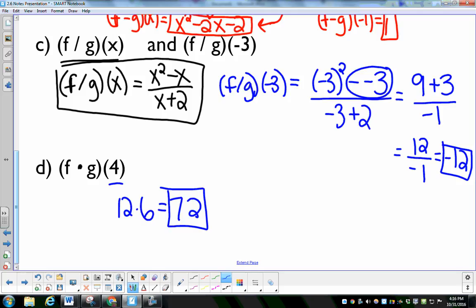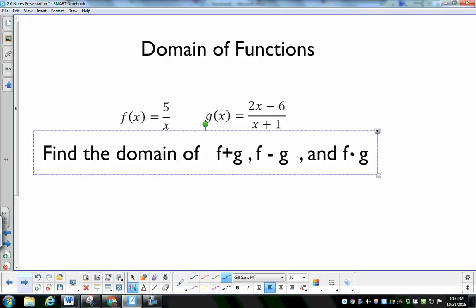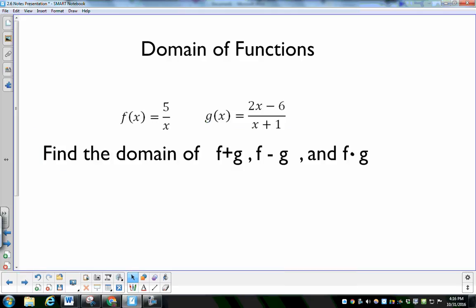All right, so we're going to do a different type of example now where we start talking about the domain of these functions. So in this example, we've got some functions, f of x and g of x. So f of x is 5 divided by x. G of x is 2x minus 6 over x plus 1. We're finding the domain of f plus g, f minus g, and f times g.